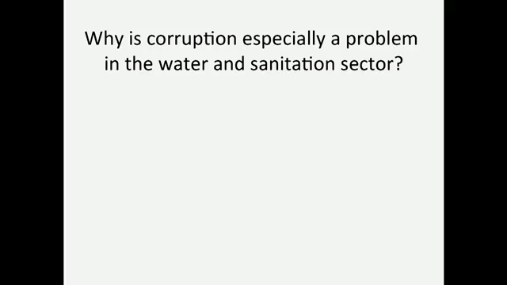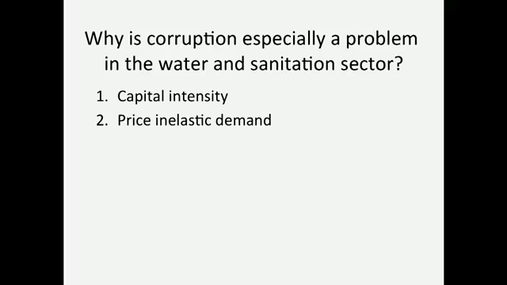I think there are 6 reasons why corruption is especially a problem in the water and sanitation sector. The first reason is that the construction of piped water and sewer networks is so capital intensive. This means that there are big contracts and lots of money can be made by winning a big contract. The second reason is that demand for small quantities of water is price inelastic. This means that if someone can gain monopoly control over the capital assets of supply systems, it is possible to charge prices far above costs.